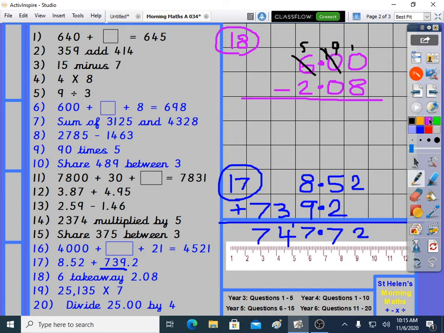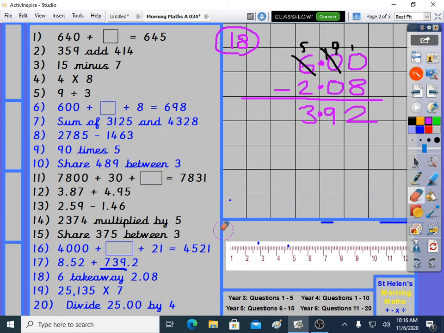10 take away 8 means it is 2, but we've changed that to a 9, so you can't just write 2 at the start. 9 take away 0 is 9. 5 take away 2 is 3. It's not 392. It might be 3.92 though. 6 take away 2 is 4. 6 take away 2 and a bit goes down less than 4, 3.92. That makes sense? Question 19 is a multiplication.